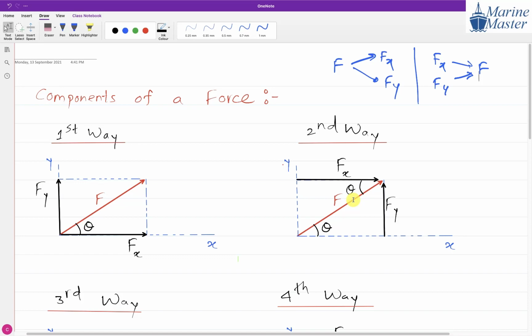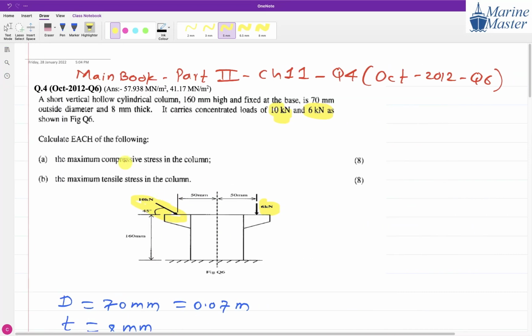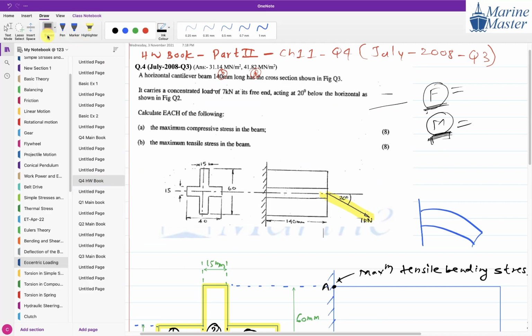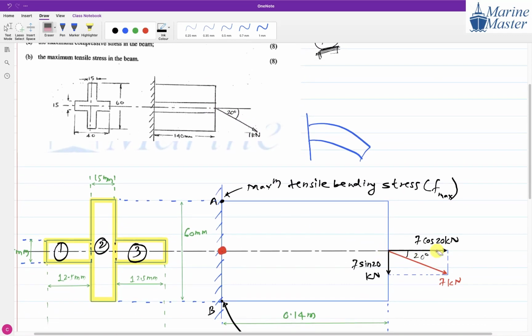If the force is going inward toward the object, just imagine that this 10 kilonewton is going inward, toward the object. Here a different scenario is there. Observe this question: here the force is going outward. Then which way will we prefer? First way. Force going outward, components going outward.